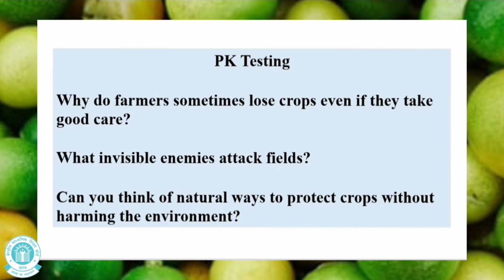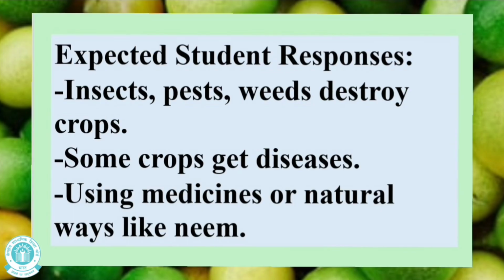Facilitator may ask students, why do farmers sometimes lose crops even if they take good care? What invisible enemies attack fields? Can you think of natural ways to protect crops without harming the environment? Learners may do quick discussion in pairs. Facilitators may collect expected student responses, like shown on the screen.